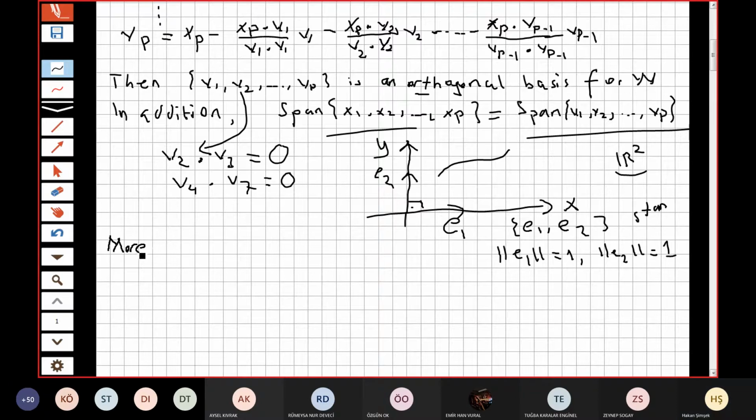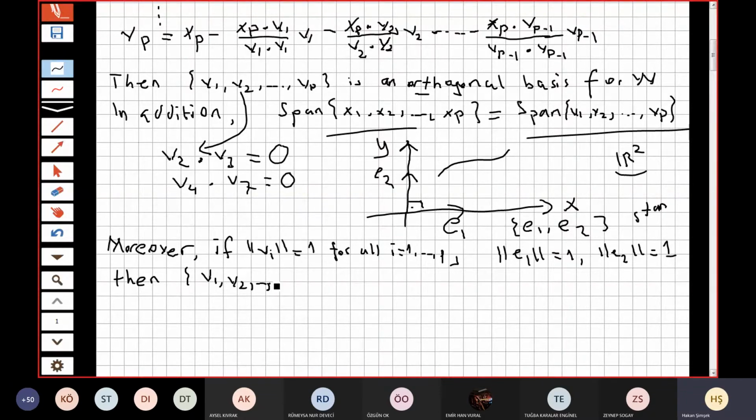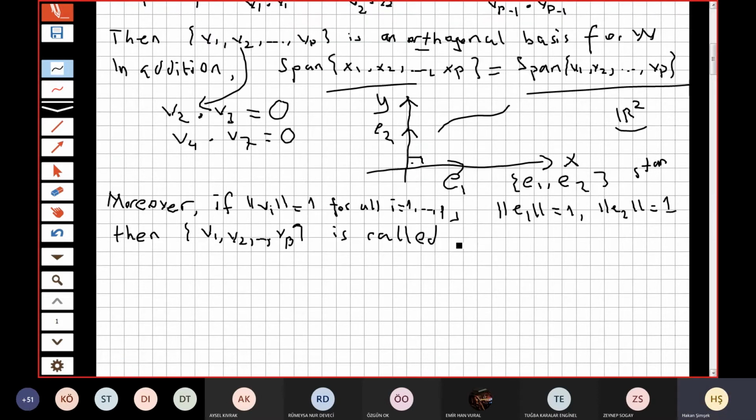Moreover, if the norm of every vector, let's say generally vi, is equal to 1 for all i between 1 and p, then the set v1, v2, ..., vp is called an orthonormal basis. Do you have any question?